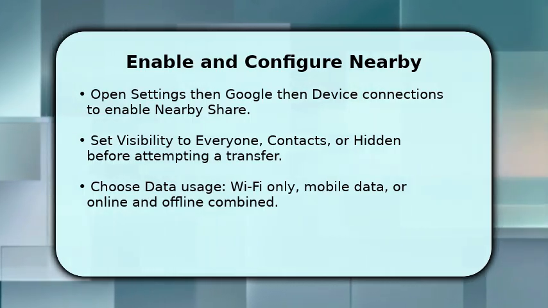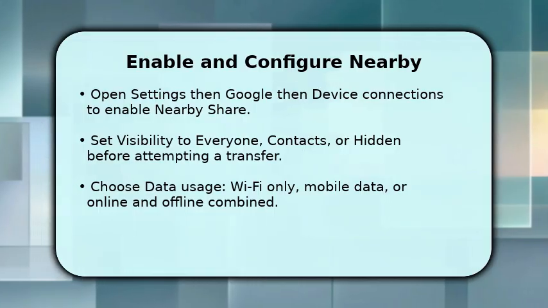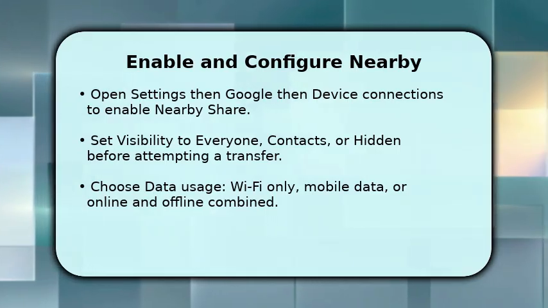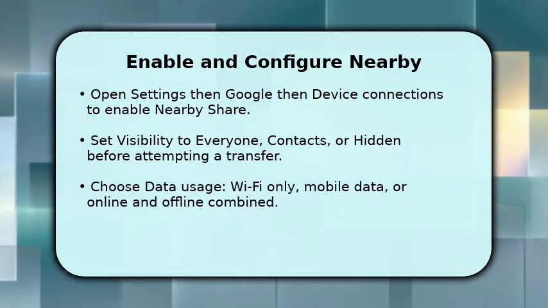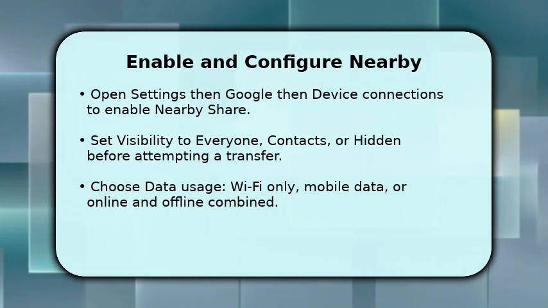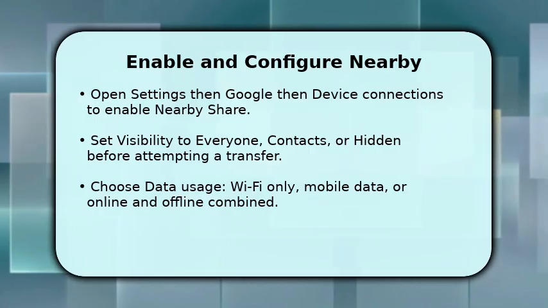Next, tap Device Details to confirm your device name and change the icon if needed. Choose data usage and pick Wi-Fi only or allow mobile data for larger files. These settings control how devices find you and how transfers consume data during sharing.